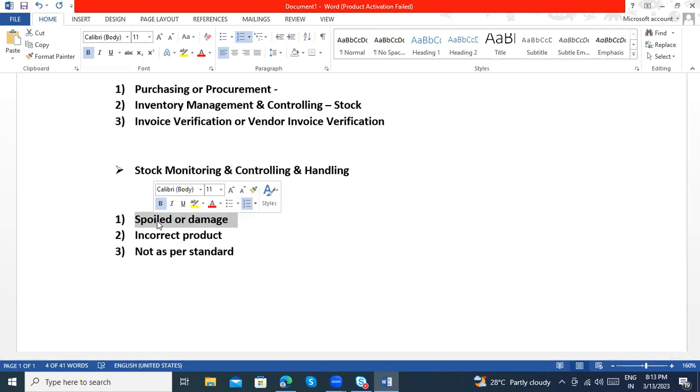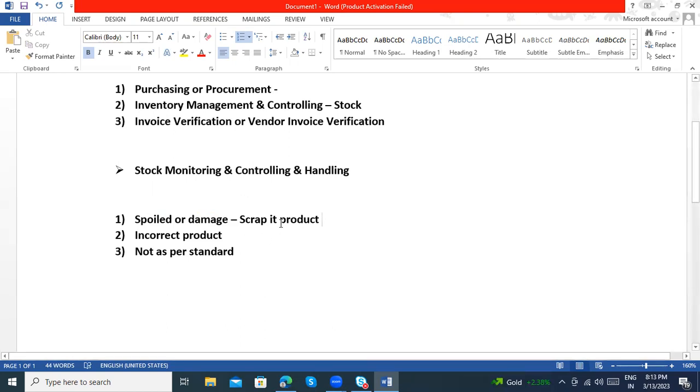Boss, this product has completely spoiled. We'll be sending these images, so I cannot return these goods. If you want, you can take it back. Or okay, we will not return it. In that case, what we'll do is scrap this product. So we can scrap the product, or we can return the goods to the vendor.